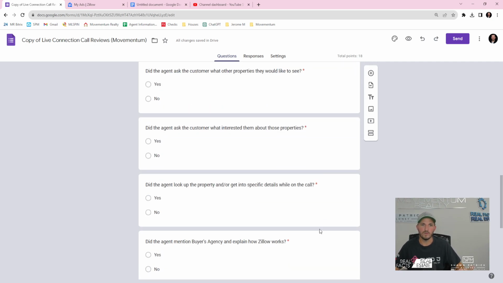Now, did the agent ask the customer what interested them about the properties? This is a very important one. When we talk to people about what interested them about the property, in Zillow speak, they call it motivation, what motivated them about the property in their ALM system. But the what interested them is going to unlock some doors.